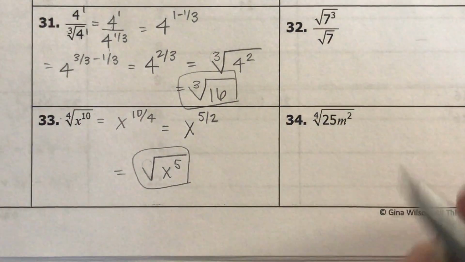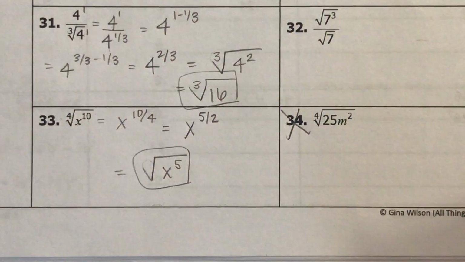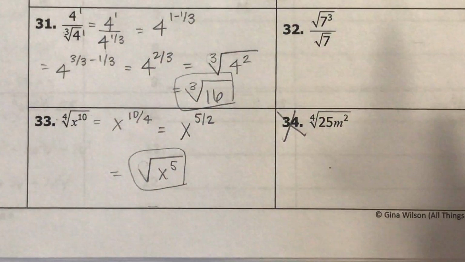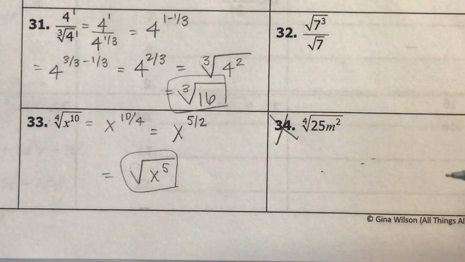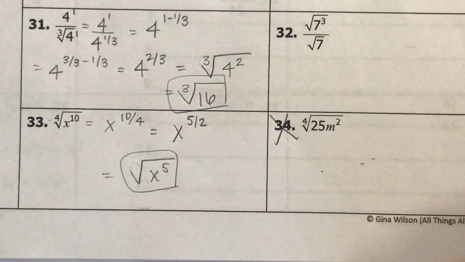Okay? I will give you a break. You don't need to do number 34. You can cross out number 34. So when you're doing the rest of these, I want you to do the rest of them except for this one. Okay? So that's it for concept number 2.